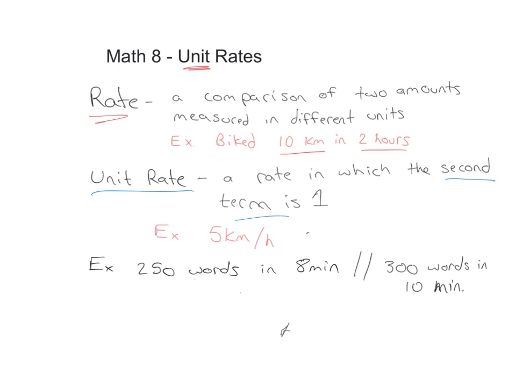So if I went 10 kilometers in 2 hours, you can see pretty simply that I would have gone 5 kilometers in 1 hour. And so we'd actually write this as 5 kilometers per hour. The per hour means in 1 hour. So you can see speed is an example of a unit rate. We use unit rates all the time when we're talking about speed.